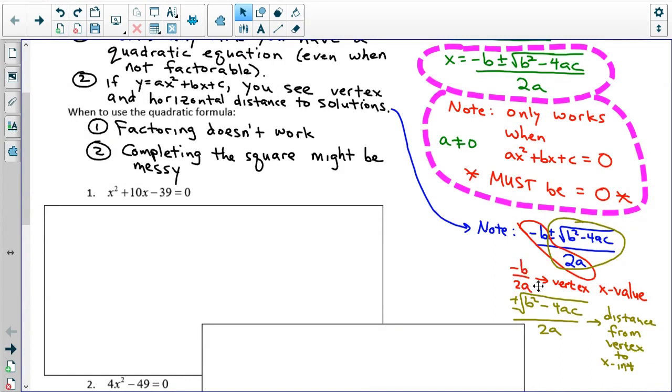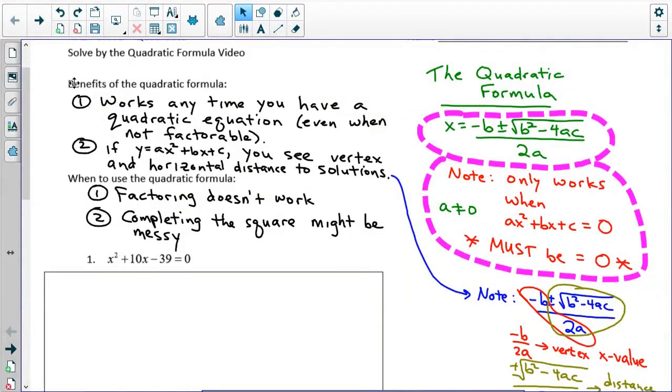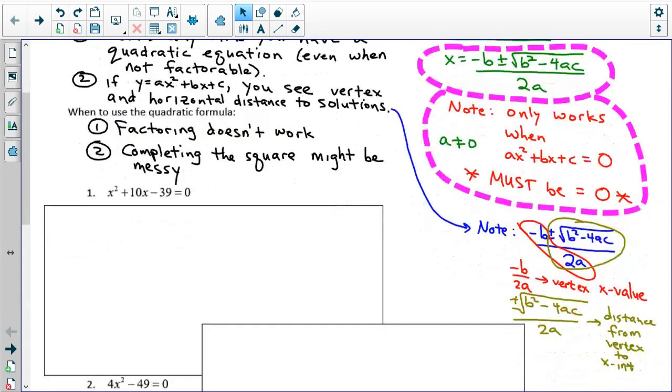And we know that negative b over 2a gives us the vertex x value. That means the rest of this gives us the distance from the vertex to the x-intercept. I'll show you that in some examples in a little bit. So the benefits of the quadratic formula: it works anytime you have a quadratic equation, even when it's not factorable, so that's really beneficial. And if you know that ax squared plus bx plus c is equal to y, so if we think about it as a graph, you can see both the vertex and the horizontal distance to the solutions, as we just noted right here.